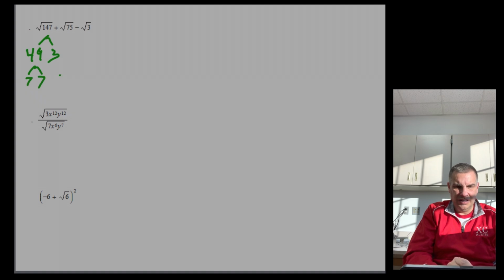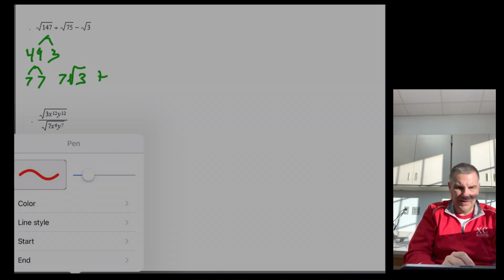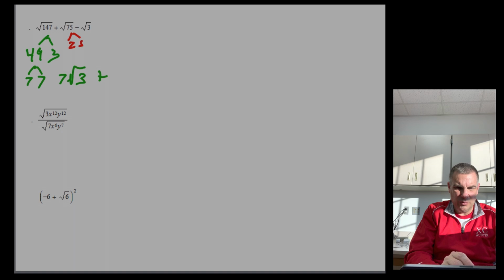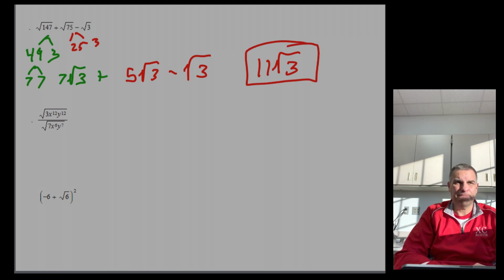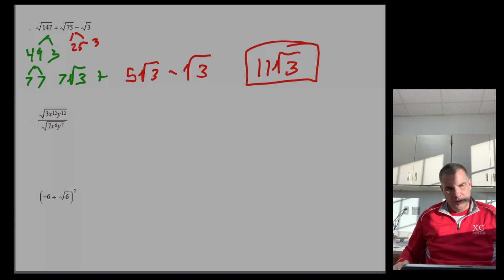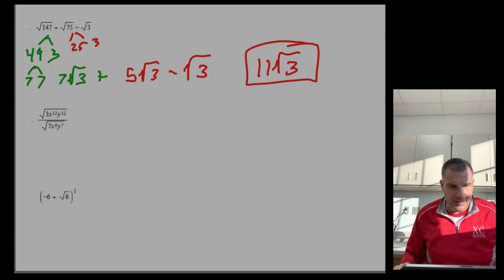So this is going to be 7 radical 3 plus, and we go to the 75. 75 is 25 and 3. It's 25 and 3. So 5 radical 3. And then minus radical 3. So we've got 7 plus 5 is 12. 12 minus 1 is 11. So that's 11 radical 3. All right, the next one.